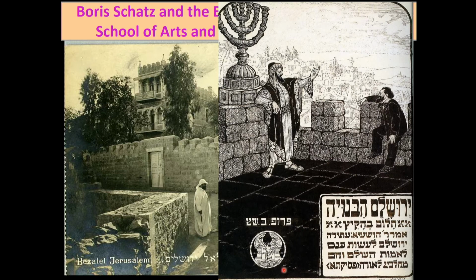So his guide in this is Bezalel, who built the temple menorah, which will become important in our story as well. So here's Bezalel telling Boris Schatz how to build the New Jerusalem, how to create the new city based on this vision of the past, taking away 2,000 years of diaspora, forgetting about them, and returning to the glory of the past.